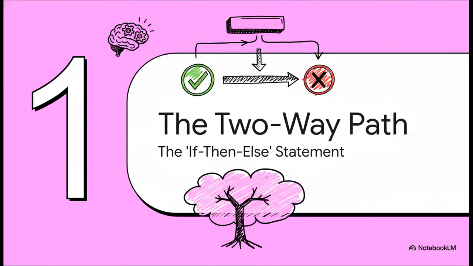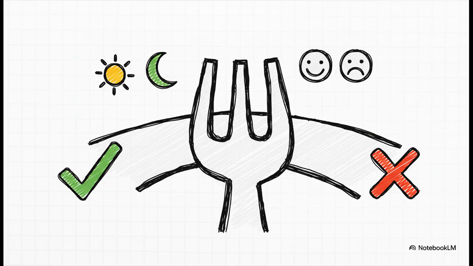Okay, so let's start with the most fundamental control structure of them all, the mighty if-then-else statement. This is like the absolute bread and butter of all digital decision-making. At its core, even the most complicated logic often boils down to a bunch of simple binary questions. Is the user logged in? True or false? Is the number greater than 10? Yes or no? It's always this way or that way.